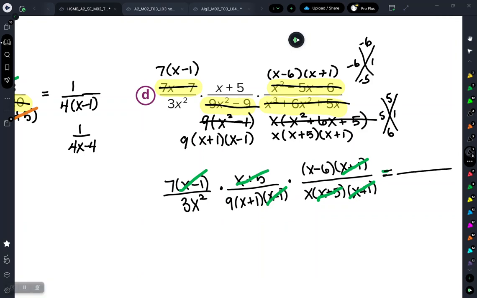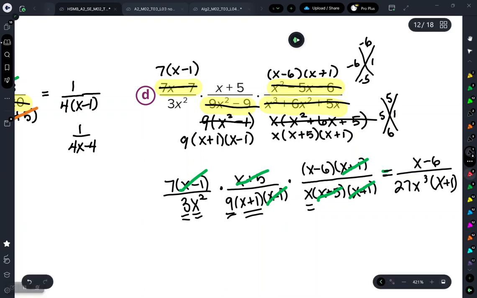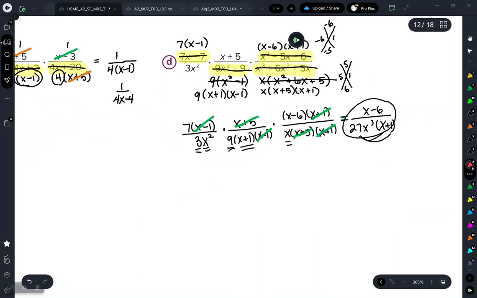So in the numerator, I am left with an x minus 6 still there. In the denominator, I've got some stuff I need to multiply. I've got a 9 times a 3 and an x squared times an x and an x plus 1. So 9 times 3 is 27. X squared times the x gives me x cubed. And then I have an x plus 1. And I don't really need to multiply this out, but I could distribute that. All right, so that's how we multiply.